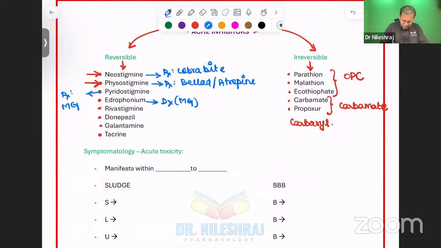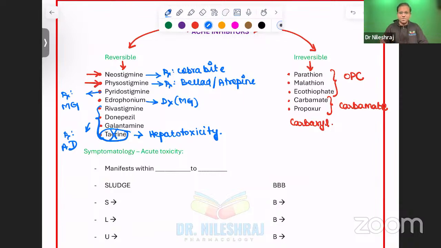What about rivastigmine, donepezil, galantamine, and tacrine? All these drugs are used for the treatment of Alzheimer's disease, except for tacrine. We don't use tacrine because it produces very severe hepatotoxicity. That's why we don't use that drug currently.